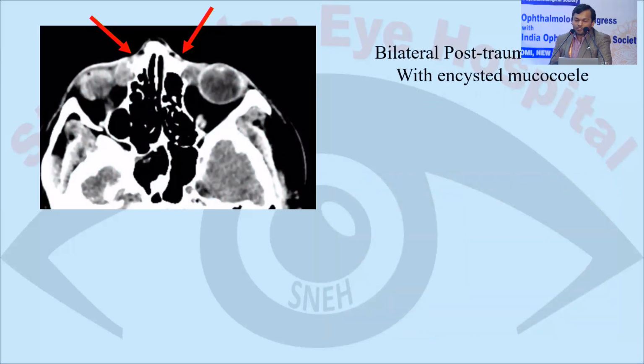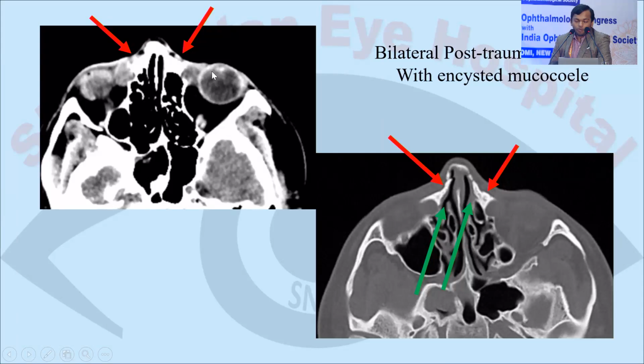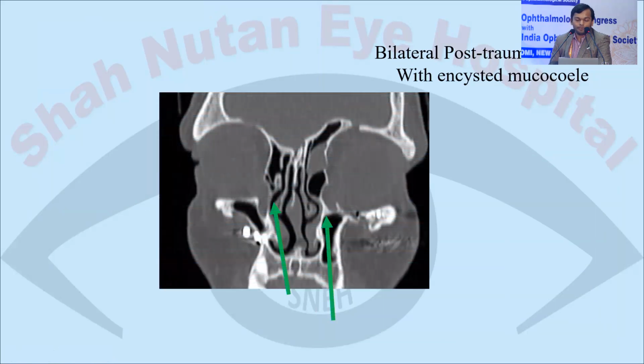Next we have cases of post-traumatic nasolacrimal duct obstructions. Here, imaging in the form of CT scan is extremely essential to know the bony anatomy, the displaced fracture fragments, and the hyperostosis that has developed post-trauma. And as we can see here, there is bilateral hyperostosis with bilateral encysted mucoceles. And the bony window is also extremely essential to know the exact thickness of the bone, which may not be evident in the plain soft tissue window.